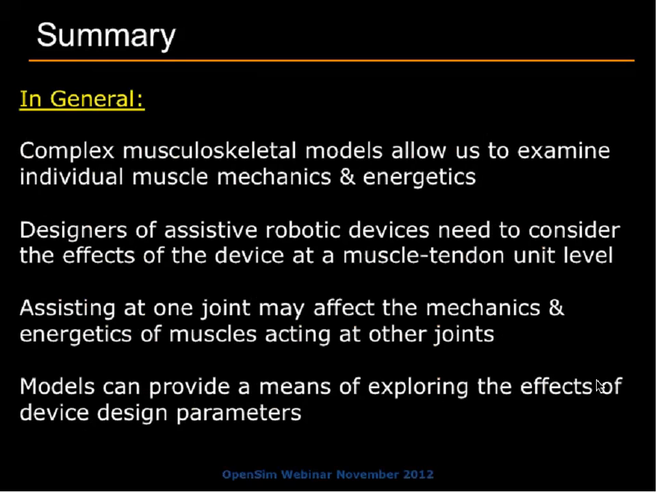We may affect changes at joints other than the one we're assisting when we use assistive robotic devices. That should also be considered. And these models can provide an excellent framework for exploring other design parameters. So in the same way that in Greg and Ben's simple model, they were able to vary things like spring stiffness, we could vary that in this OpenSim model by adjusting that torque that we applied to represent the exoskeleton.